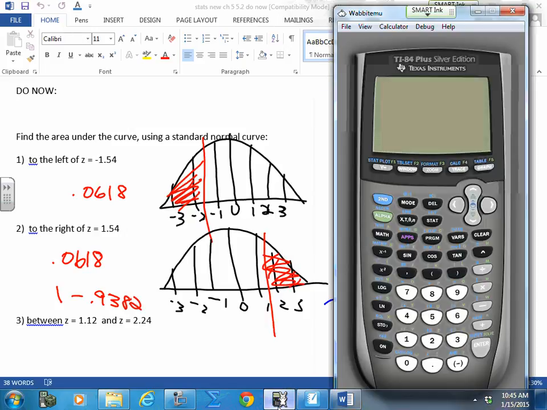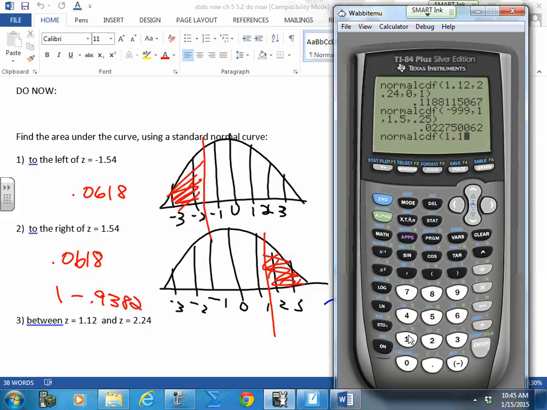Now, in your calculator, when you look this up and you go to your normal, remember, it's your lower limit, your upper limit, your 0, your 1. We're on a standard normal curve. Your lower limit is the 1.12 z-score. You could see that's the left limit, the lower. Your upper limit was the 2.24. Your mean is 0. Your standard deviation, 1.